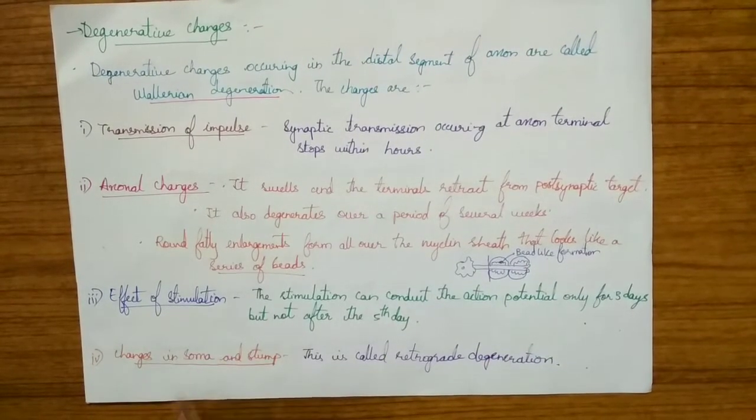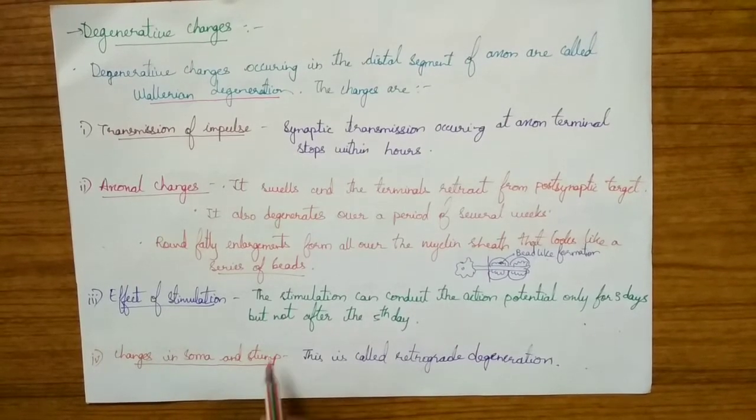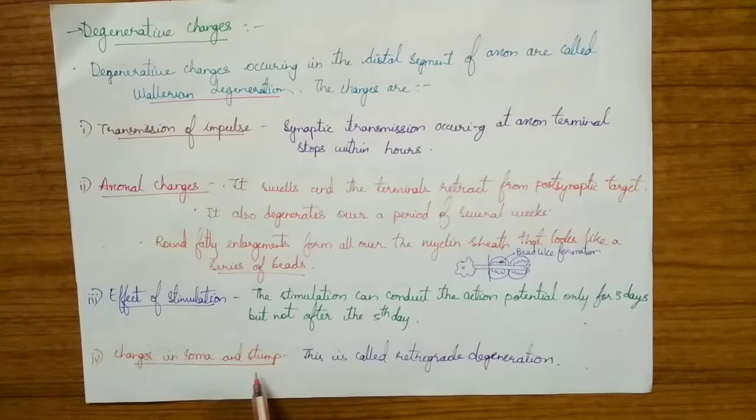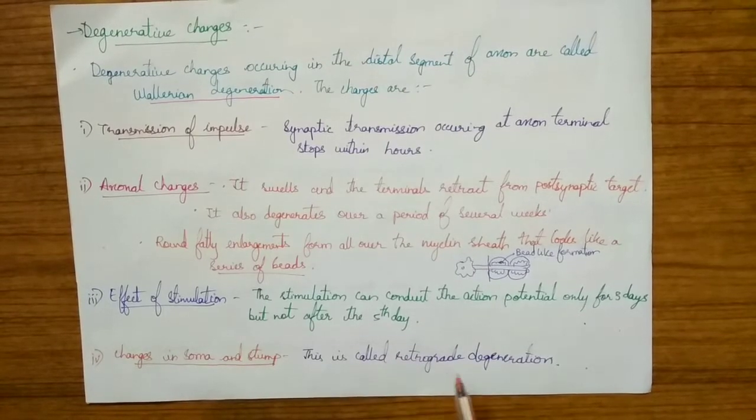What is the effect of stimulation? Normally the stimulation occurs and it conducts the action potential through the axon terminal. But after the nerve injury, it can conduct the action potential only for 3 days, but after the 5th day it cannot. The changes in soma and stump. Stump is nothing but the distal portion of the soma or cell body. This is called retrograde degeneration because it appears in the proximal part of the nerve.